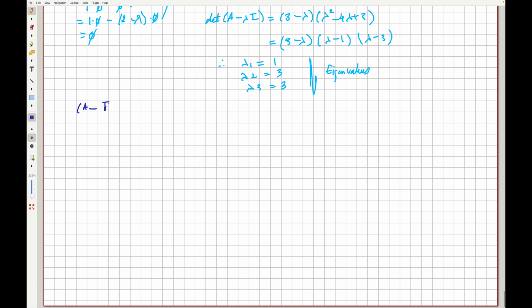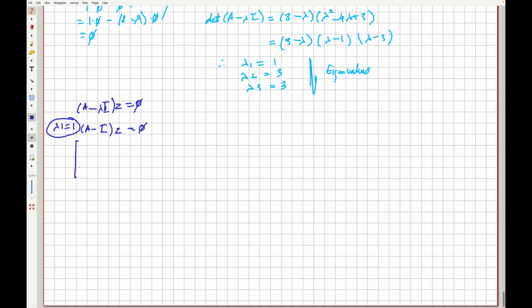Now to find the eigenvectors, here is what we can do. We know that A minus lambda I times z is equal to 0. And so what we can do is just plug in the values of lambda. So the first case, lambda 1 is equal to 0. Sorry, lambda 1 is equal to 1. So we say A minus I times z is equal to 0.